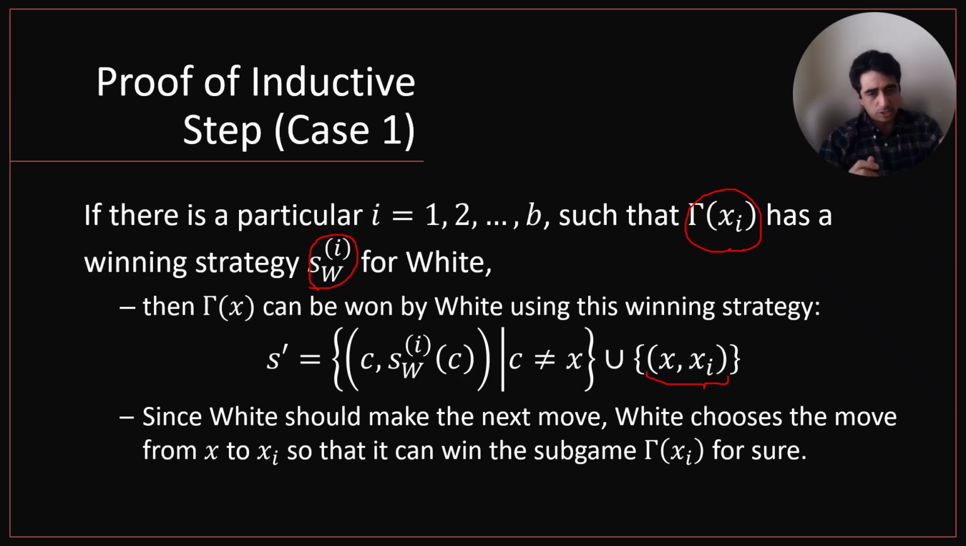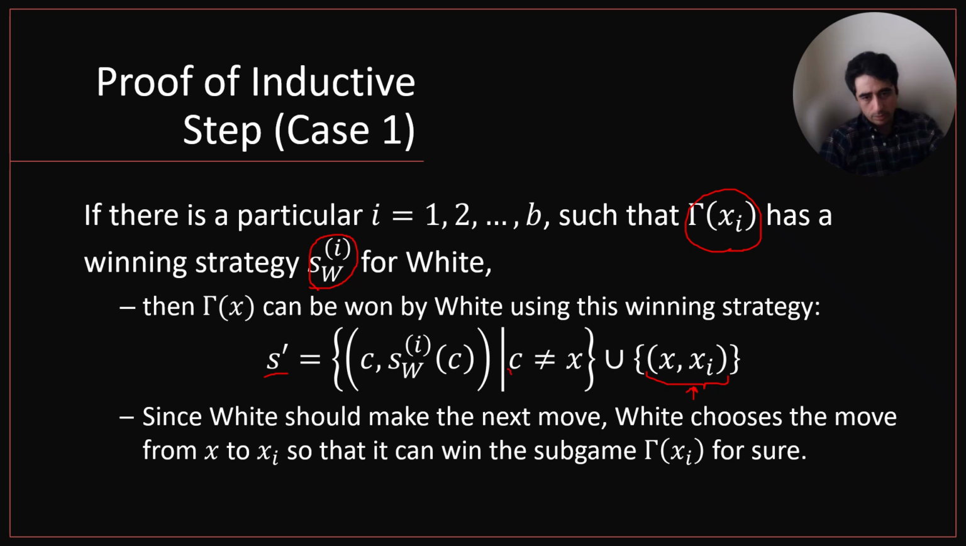If you remember, the strategy was a function that moves you from one game situation to another game situation. So when you add this ordered pair, x and xi, to the winning strategy at xi, then guess what? You move to xi, and xi guarantees a win for white because we assume there's a winning strategy on xi for white. So this is the new strategy.